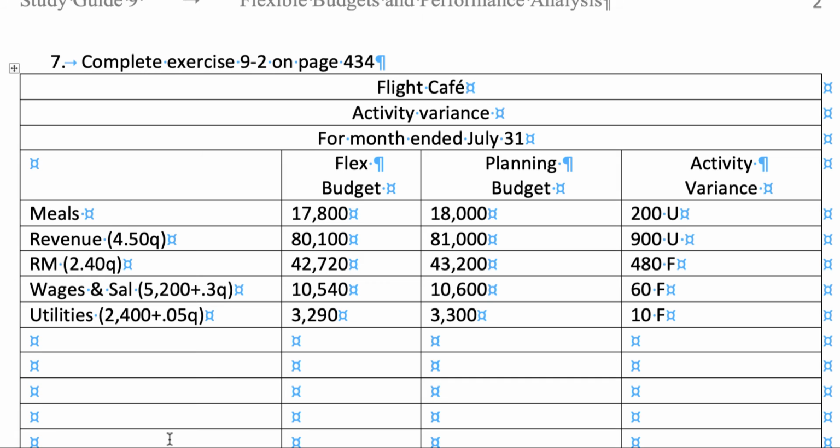If we actually prepared, let's say, 18,100 meals, then all our expenses would be unfavorable. In this case, we actually produced fewer meals than what we had planned. So that's why the majority of our expenses here are going to be favorable. Okay. Rent.